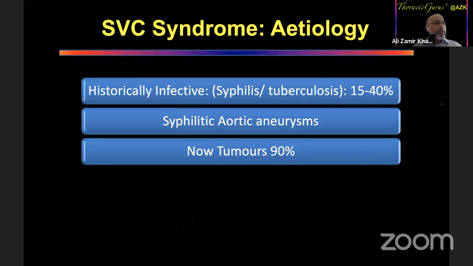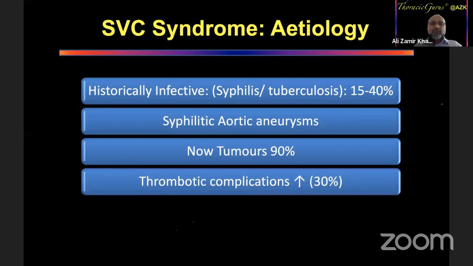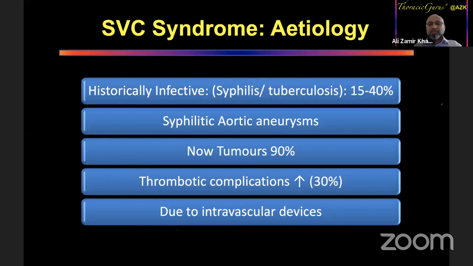Tuberculosis is also less common because the drugs and medications have become pretty good and we start treating these patients pretty early. So infective complications are lesser. The more common complications now are because of tumors. So 90% of patients are because of tumors. 30% actually are thrombotic complications. In the previous generation, we did not see that many thrombotic complications. And most of the thrombotic complications that we see now are because of intravascular devices, because more and more catheters are being put, more angioplasties are being done, and various other devices are being used. Hence, you're seeing a lot more intravascular thrombotic events.